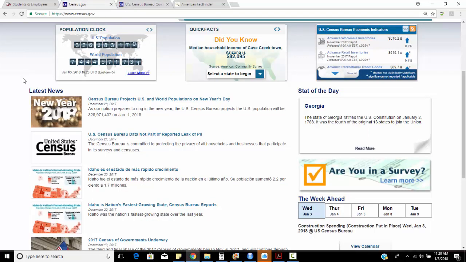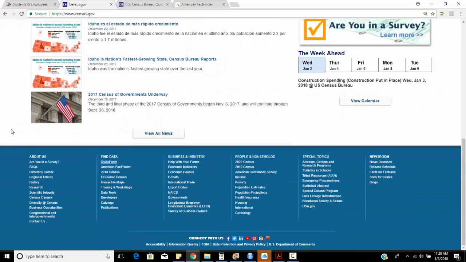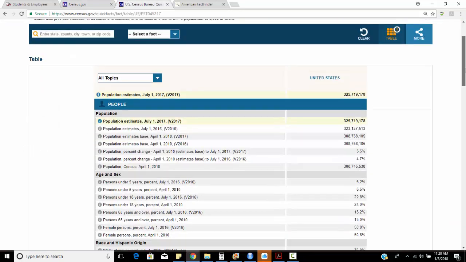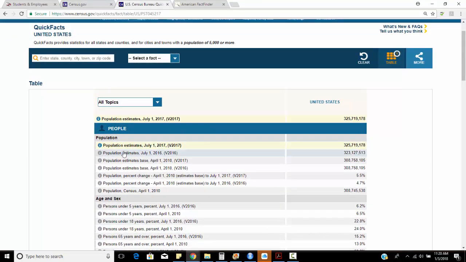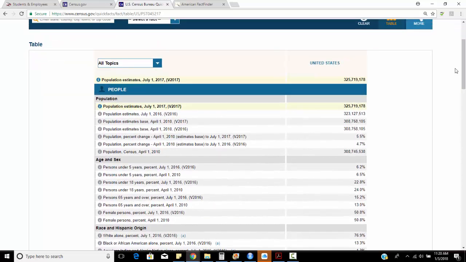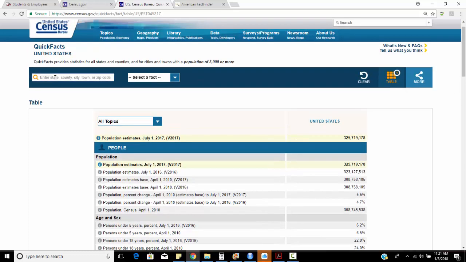www.census.gov/quickfacts. Or if you go to census.gov, you can go down in the bottom and under Find Data, it'll have Quick Facts. It'll take you to this web page here. This has the running population of the United States, so the population estimates 325,719,178 for the United States. These are different population estimates. So the review that I'm going through, these numbers might not be current if we're looking at these for 2017, 18, 19, 20. And it has a number of different enumeration units that I can look at.